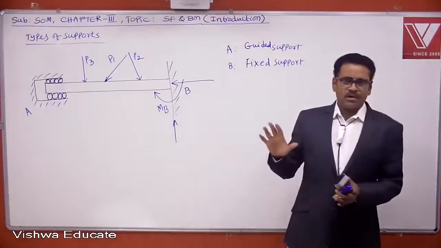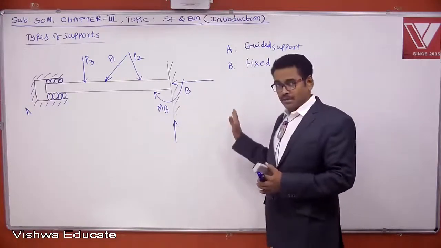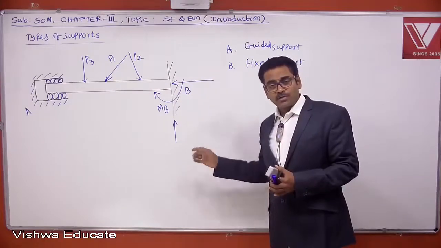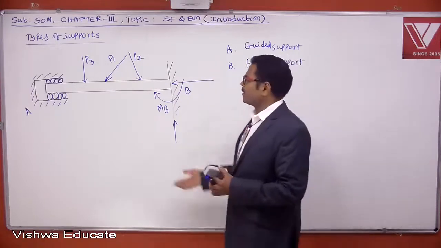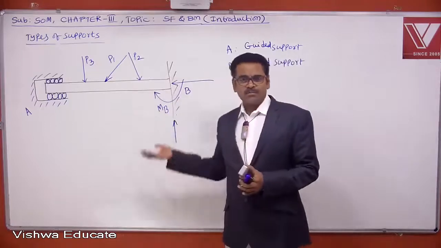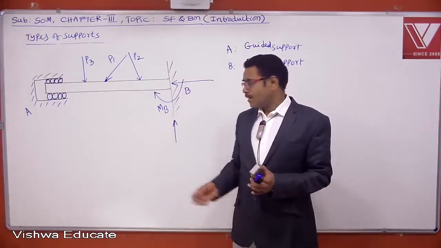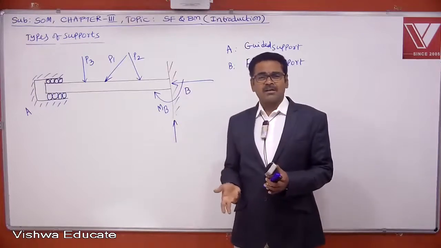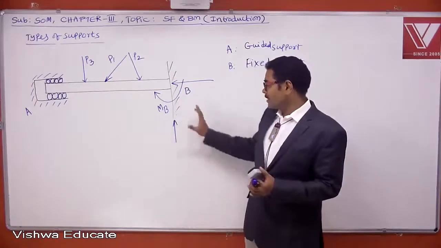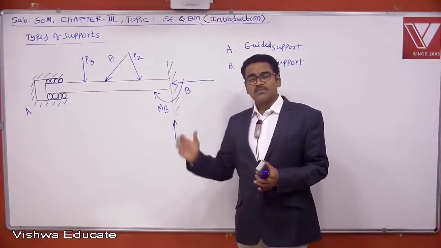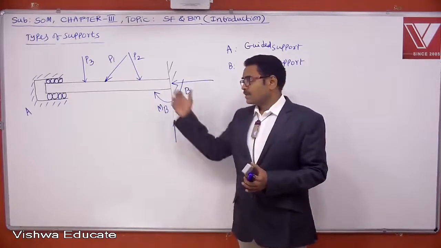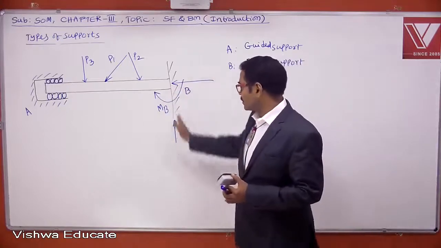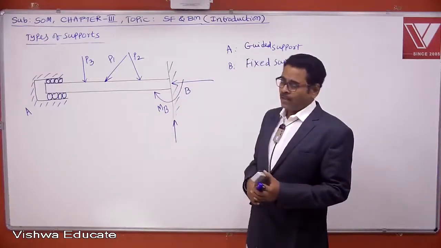It need not always be 3, sometimes 3, sometimes 2, sometimes only 1. For instance, if this beam carries only a couple, maybe only a reactive moment may be there. So this reaction may not be there, this reaction may not be there. And if the beam doesn't carry any load, there is no reaction. So this is regarding fixed support.